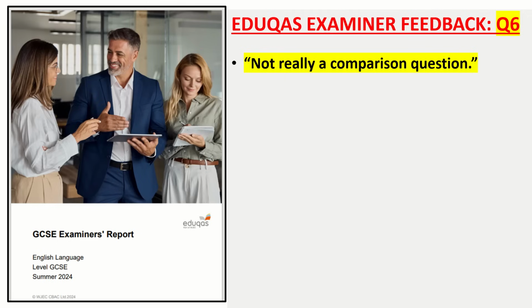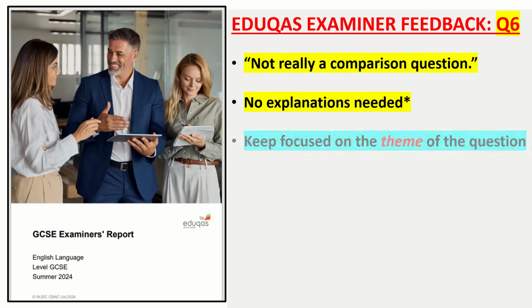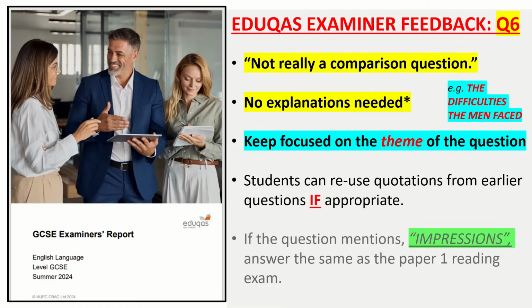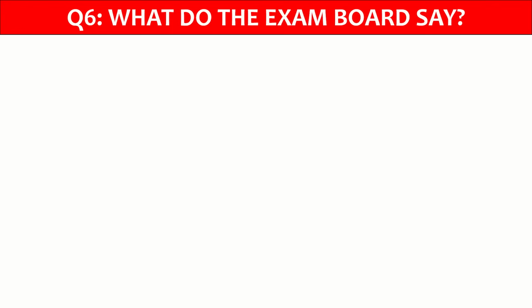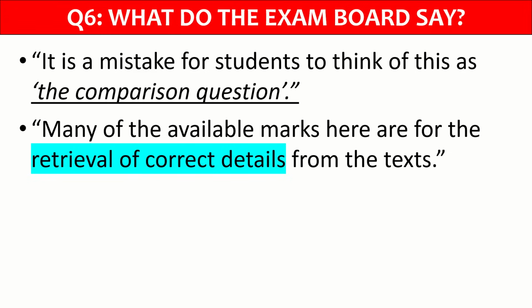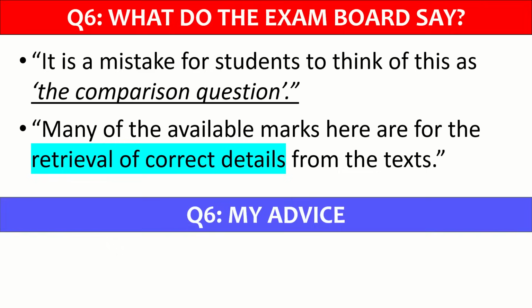So what the exam board say about this question, and I get that it's confusing because it does say compare on the question. This is literally a quote from the exam board. They say it's not really a comparison question, and they advise you to keep focused on the theme of the question, the difficulties the men faced. Remember, you can reuse quotes in question 2 and question 4 now. If in the question it mentions impressions, then answer it the same as paper 1 reading. So what opinions you have. So the exam board say it's a mistake for students to think of this as the comparison question. Many of the available marks here are for the retrieval of correct details from the texts.